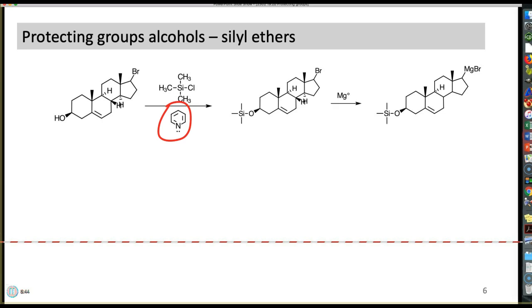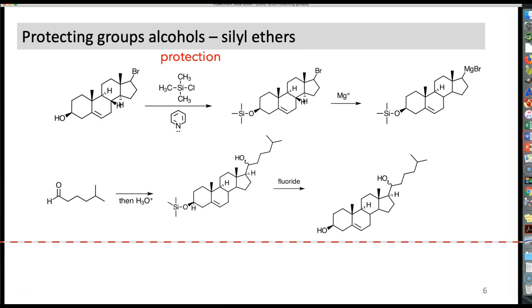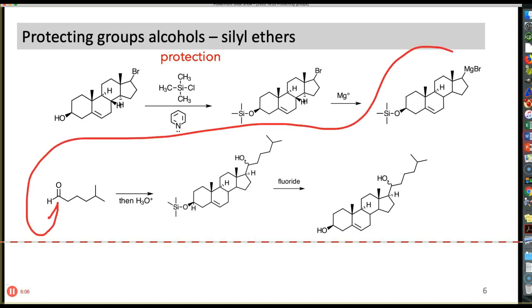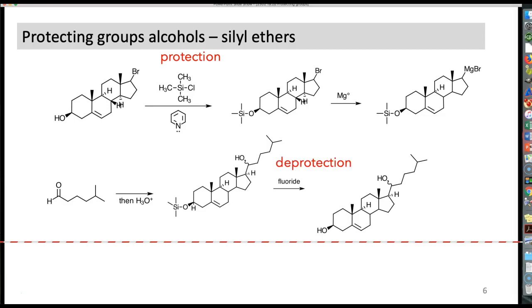Well, now with that offensive OH bond missing, I can make my Grignard. My Grignard is perfectly stable. So after I've done my protecting group step there, I make my Grignard. Then I can add my Grignard to my aldehyde, make my all-important carbon-carbon bond, and now I can deprotect.